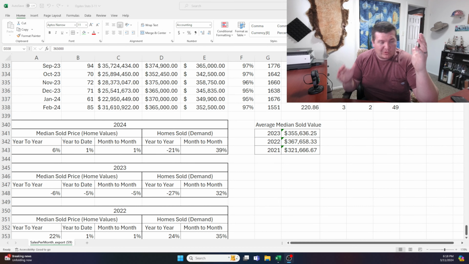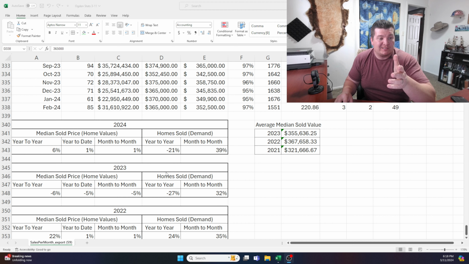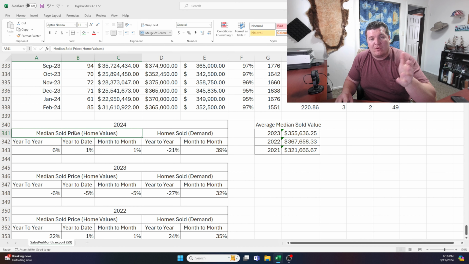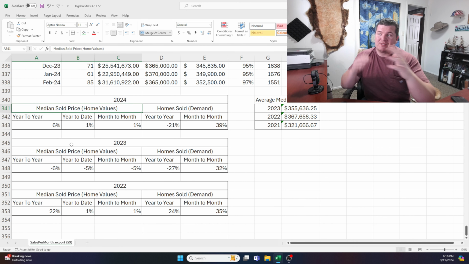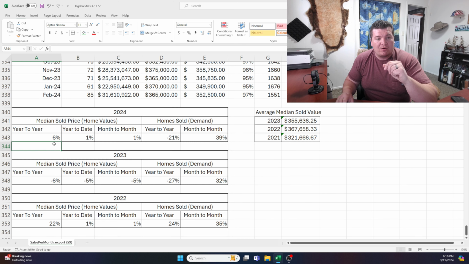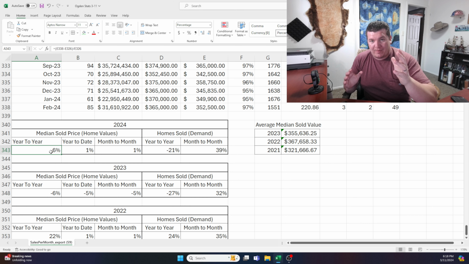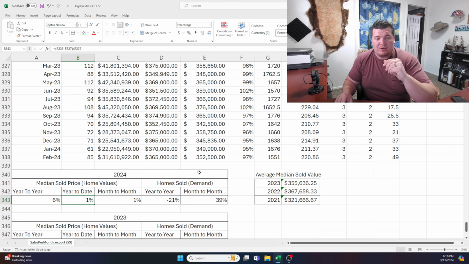Let's talk about the first stat I think most everybody thinks is the most important: median sold value, which some people consider home value. So when people say home values went down, sometimes they use the stat of median sold value. Year over year, home values increased by about 6%, and year to date, home values increased by about 1%.